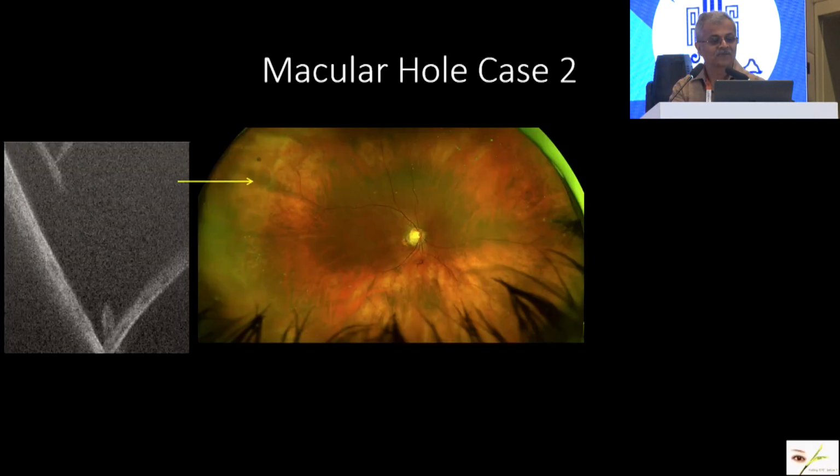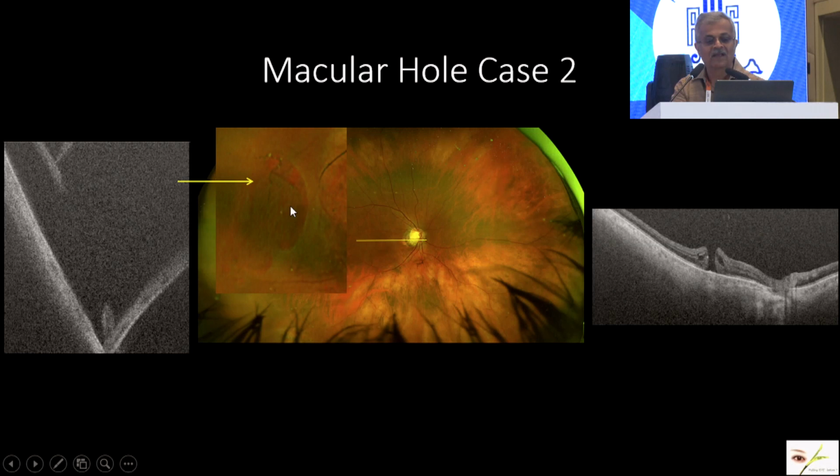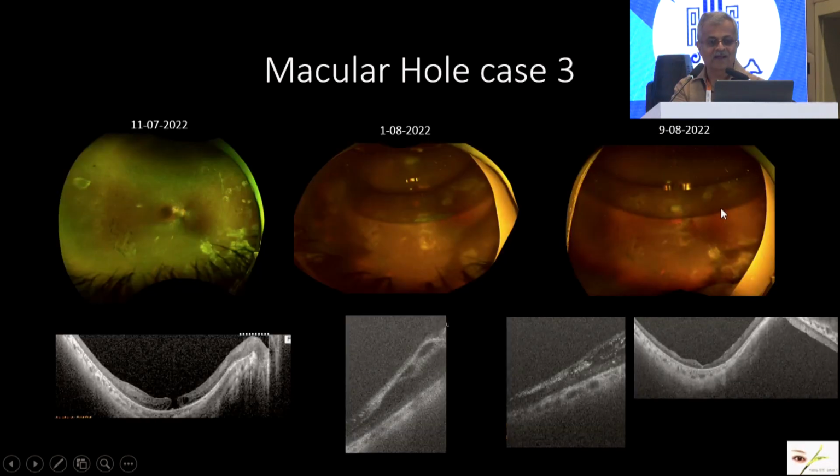Now, this was a patient of macular hole, and there was a peripheral break here, which would have been missed because of the absence of choroidal contrast. But on magnification, you can see the break clearly, and this patient had a small macular hole. So I think this ultra wide field technology helps.